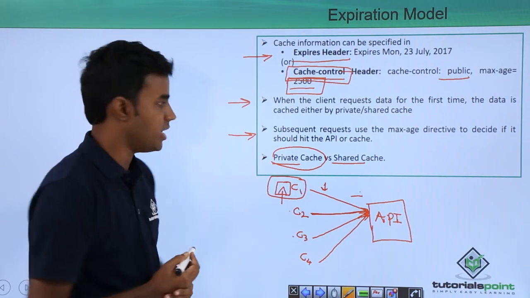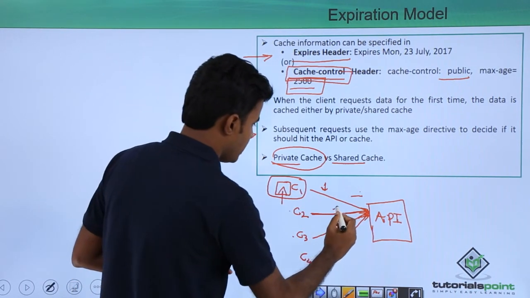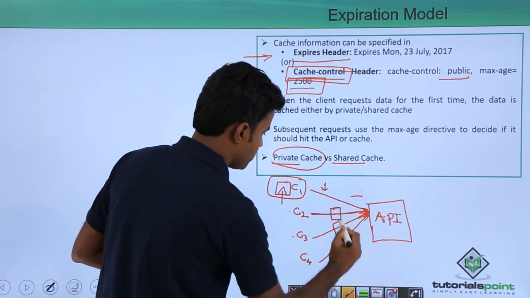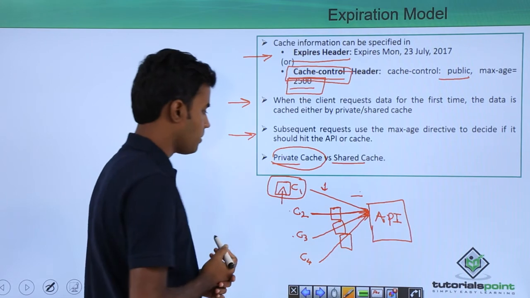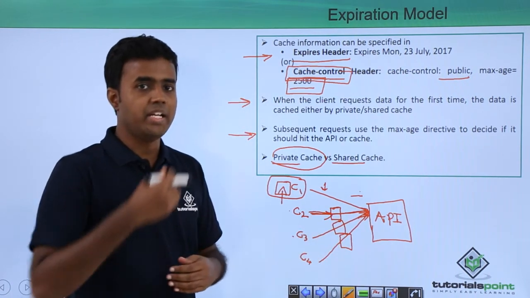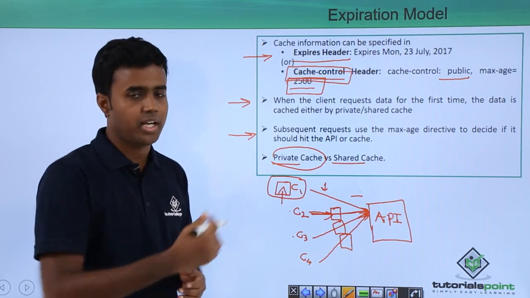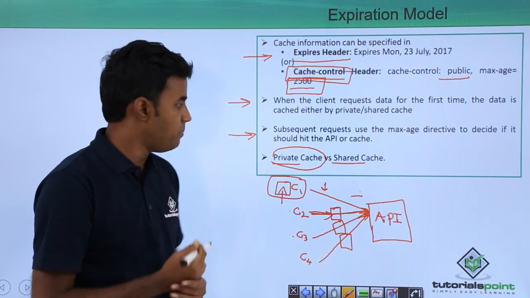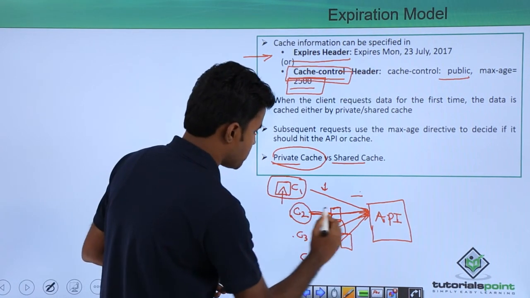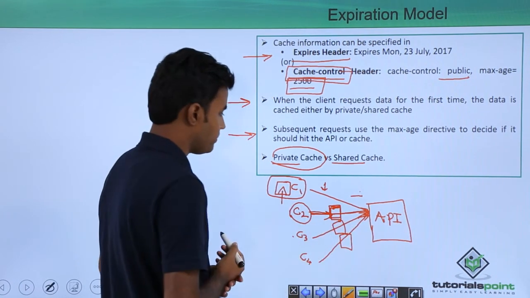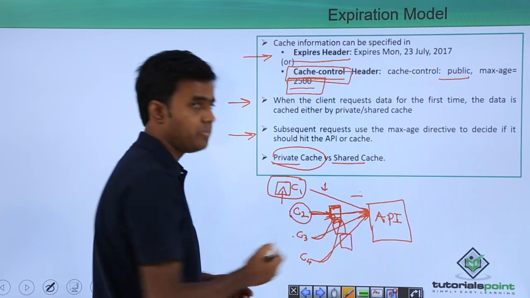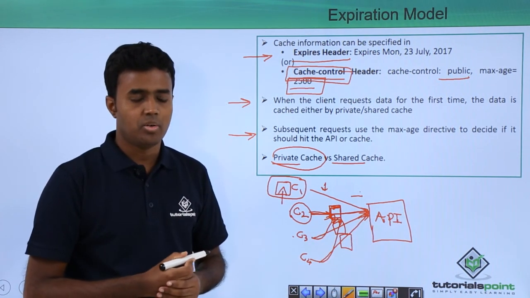Whereas in shared cache, suppose the data is cached in a gateway or something like a proxy over here, the requests to the network will not be reduced because again I need to go out to the network to request the data, but the load on the API will be reduced drastically, because once C2 caches the data in a proxy, the others can go and hit the proxy directly instead of going to the API, thereby reducing the load on the API.